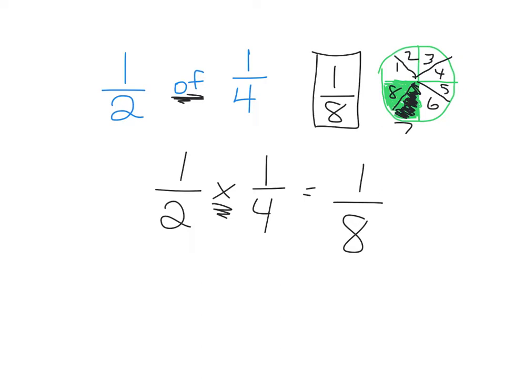I'm also noticing something else. If I multiply 1 times 1, I get 1. And if I multiply 2 times 4, I get 8. Ooh, look at that.